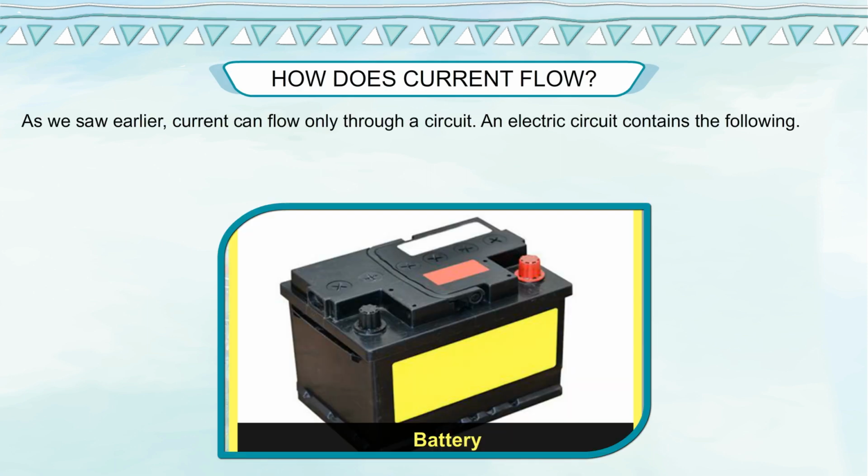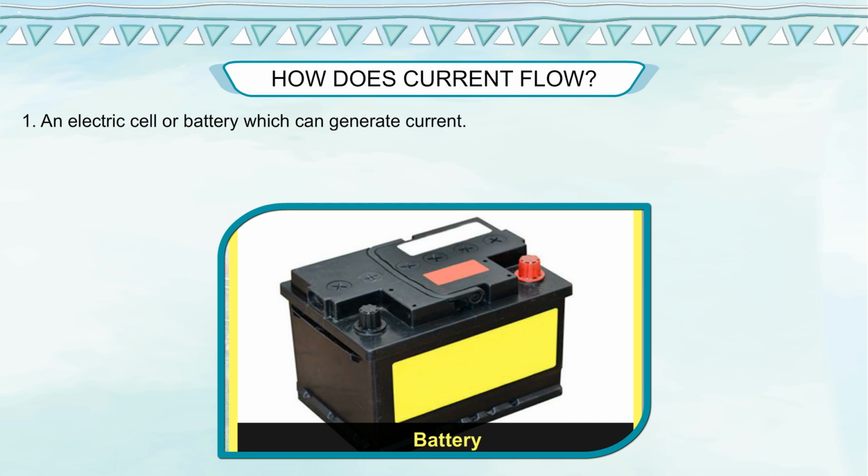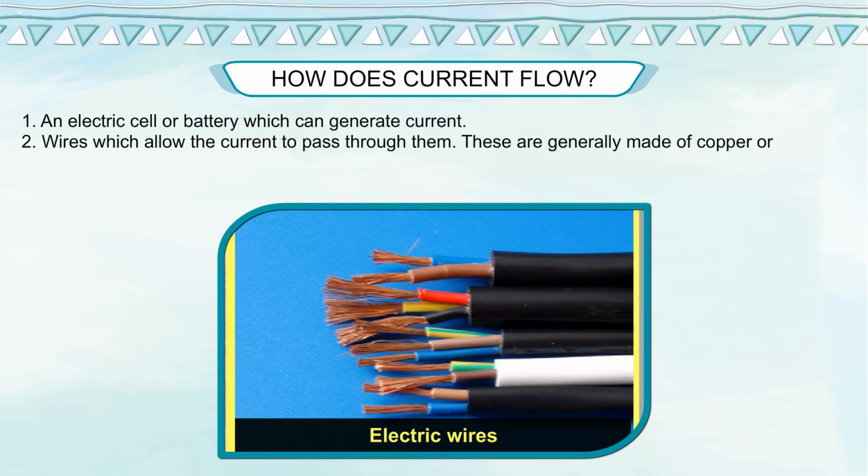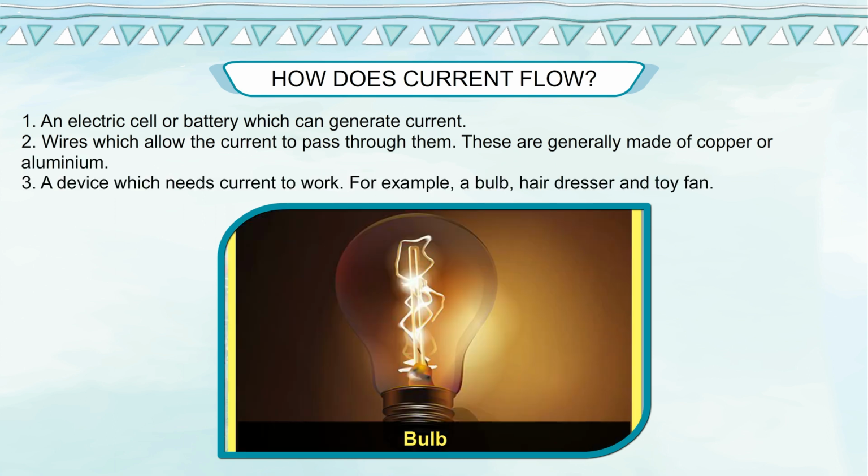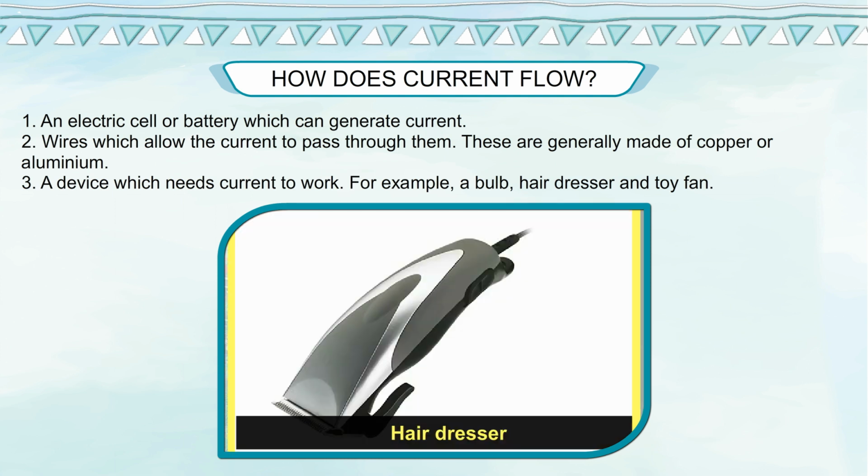How does current flow? As we saw earlier, current can flow only through a circuit. An electric circuit contains the following. 1. An electric cell or battery which can generate current. 2. Wires which allow the current to pass through them. These are generally made of copper or aluminium. 3. A device which needs current to work. For example, a bulb, hair dryer, and toy fan.